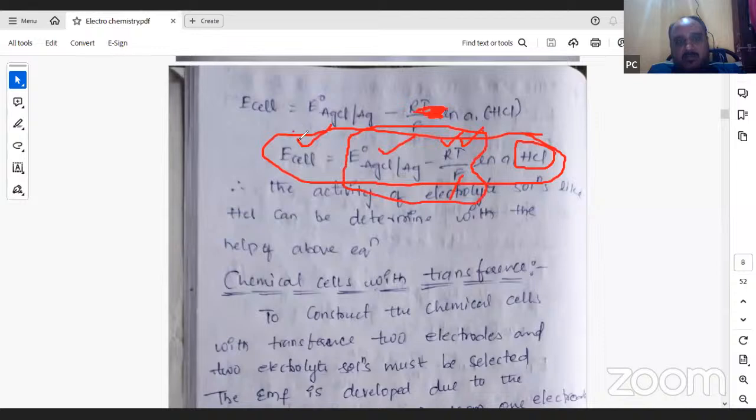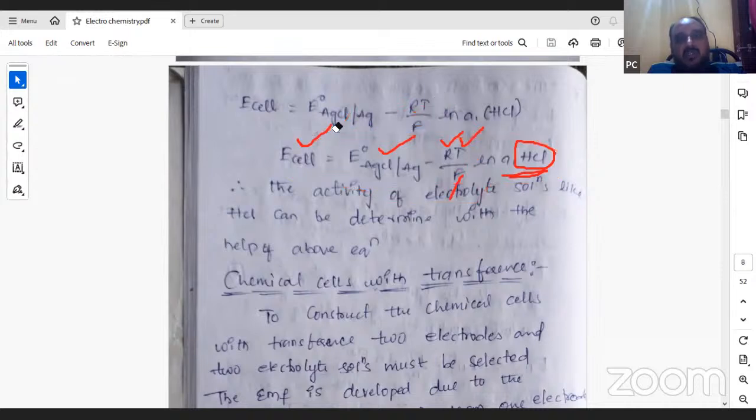So this is obtained from the construction combining a hydrogen electrode with a silver chloride electrode. Therefore, with the help of this E cell, the activity of the HCl can be determined. That is the usefulness of chemical cells without transference. When we perform the reaction of chemical cells without transference, whichever electrolyte solution we are using, we can get the activity of that electrolyte solution with the help of this procedure, right?